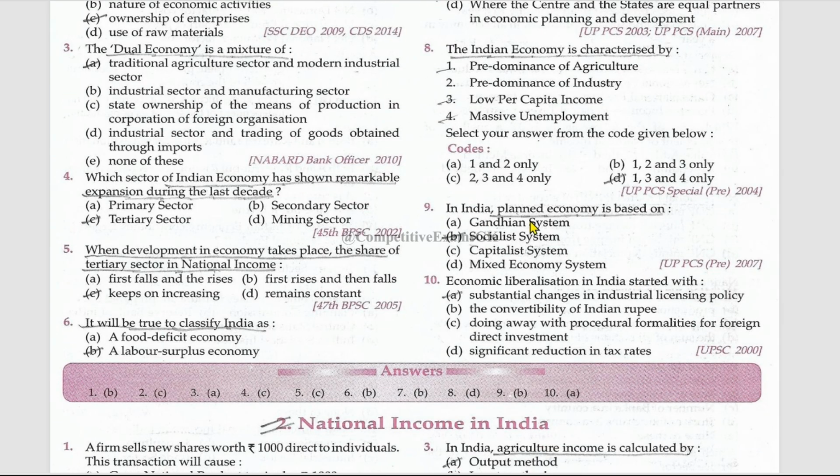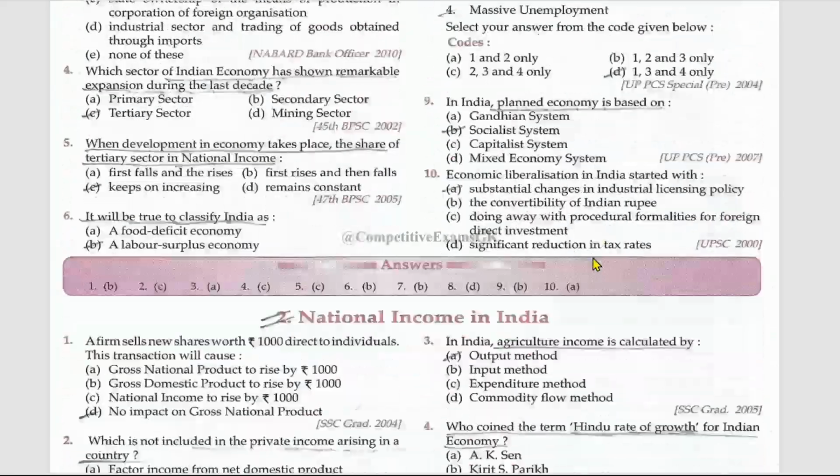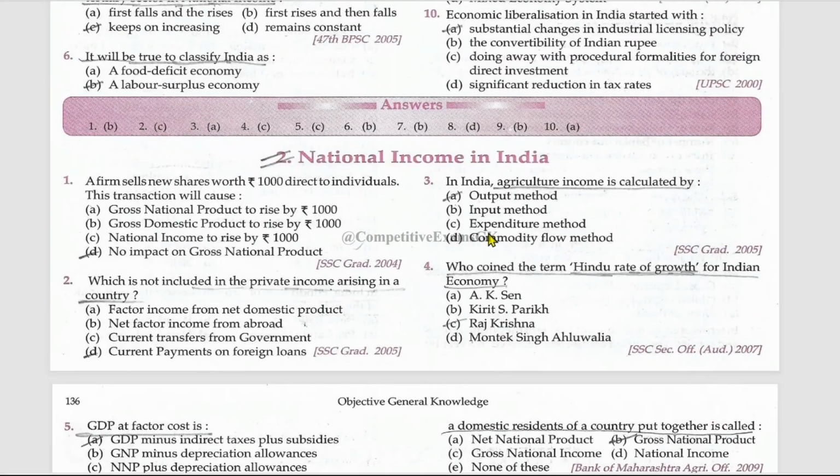In India, the planned economy is based on the socialist system. Economic liberalization in India started with substantial changes in industrial licensing policy, in which five-year plan the industrialization got increased. Mention it in the comments, and in which year.